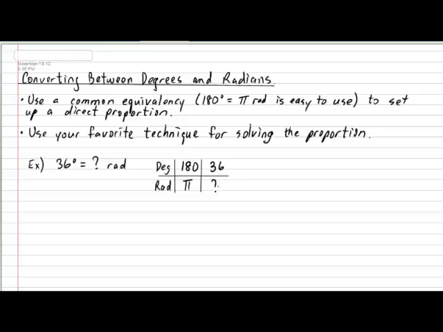And now use your preferred technique to solve the proportion. Personally, I'm very partial to the cross-multiplying technique, and cross-multiplying and reducing the fraction properly will produce the following in radians, 1/5 of pi. So we can say that 36 degrees is the same as 1/5 of pi radians.